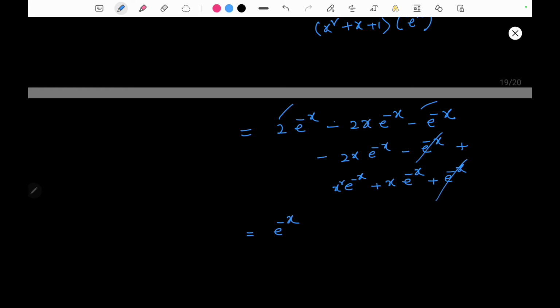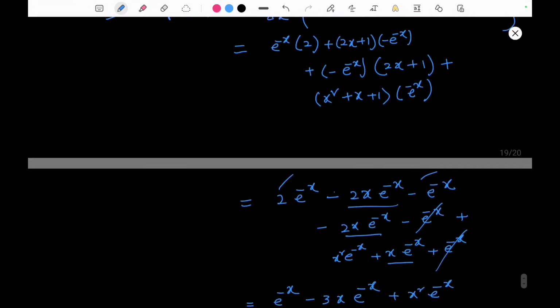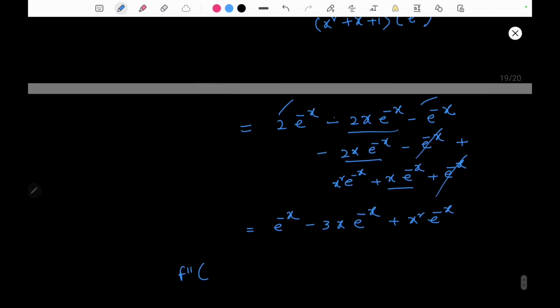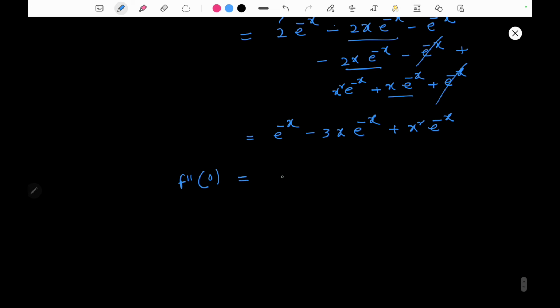Then here one term is there, this and this. With these three we can write minus 3x e to the power minus x plus x square e to the power minus x. So we got the f double dash x value. Now we will find it at x equal to 0. At x equal to 0 it will be 1 minus 0 plus 0, so it will be 1, greater than 0.